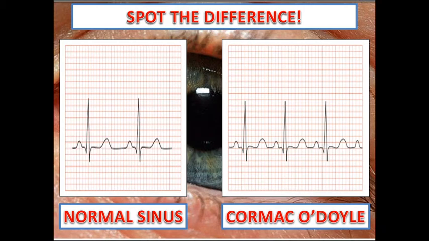So spot the difference. What's going on there? Pause me so you can think. What is the difference about those? Are there any differences in the P, Q, R, S, and T waves? Where's the difference?